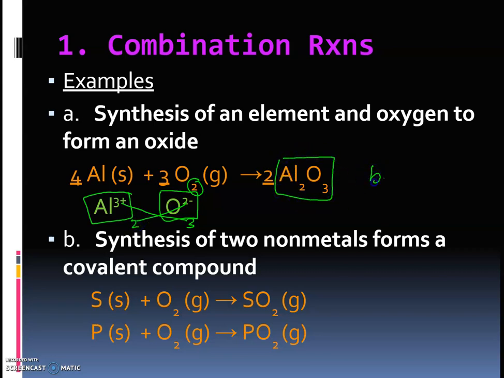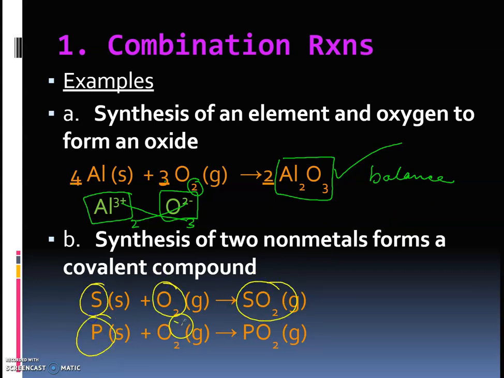Then you balance it at the end in order to make sure that you have the same amount of each thing on each side. So you put a 4 and a 2 and a 3 here, and then you're balanced. If you have a nonmetal, you usually literally just stick them together. S plus O2 makes SO2. P plus O2 makes PO2.